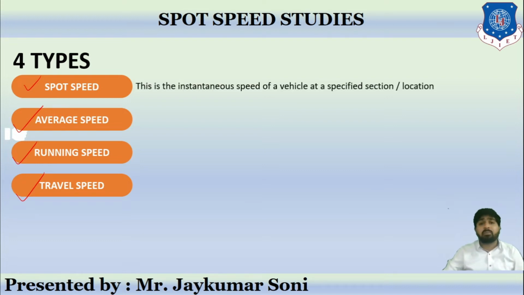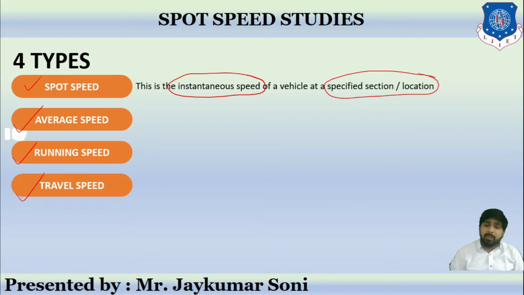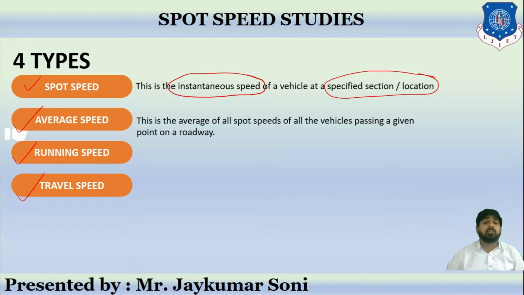So we know that speed studies involve spot speed, and spot speed means the instantaneous speed of the vehicle at a specified location or specified section. Means if I want to know that the current time is 9 o'clock 5 minutes and 35 seconds, and I want to know the speed of the vehicle at this instant, at this second, then that is called spot speed. Then the second one is called average speed. It is the average of all the speeds of all the vehicles passing a given point on the roadway.